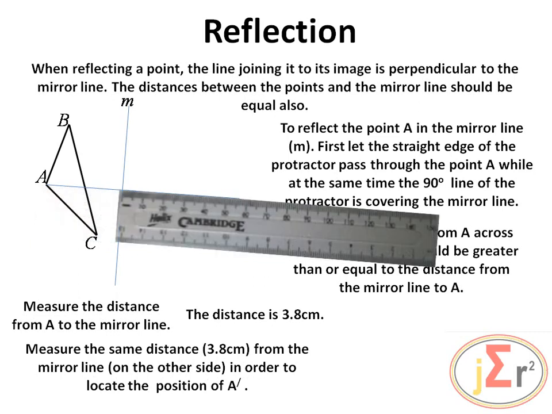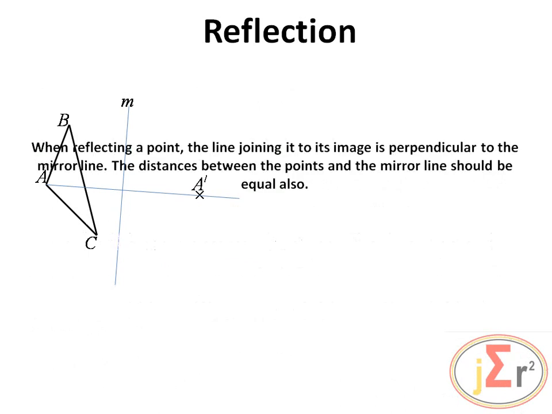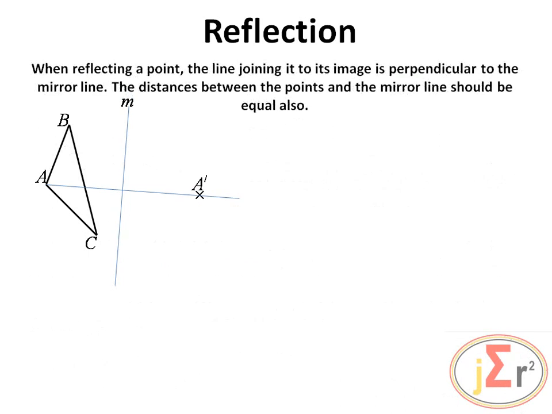There we move the ruler and measure that same distance, 3.8, on the other side, and we mark that right there. So that is our image of A, and it is called A prime. Now, when reflecting a point, the line joining that point to its image is perpendicular to the mirror line.